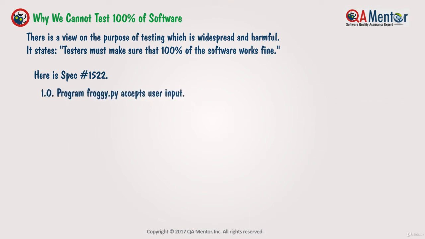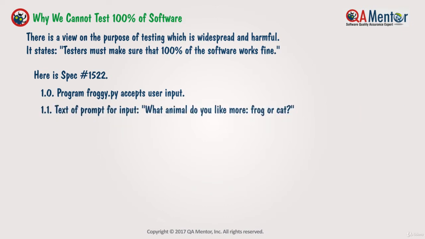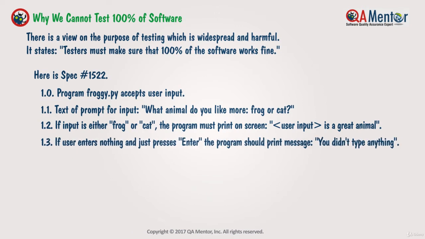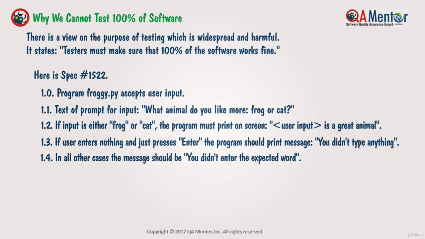Program froggy.py accepts user input. Text of prompt for input: what animal do you like more, frog or cat? If input is either frog or cat, the program must print on screen, user input is a great animal. If user enters nothing and just presses enter, the program should print message, you didn't type anything. In all other cases, the message should be, you didn't enter the expected word.